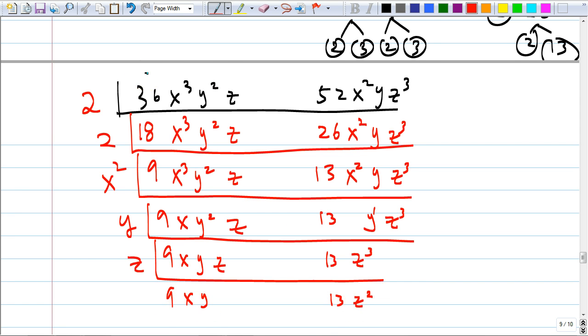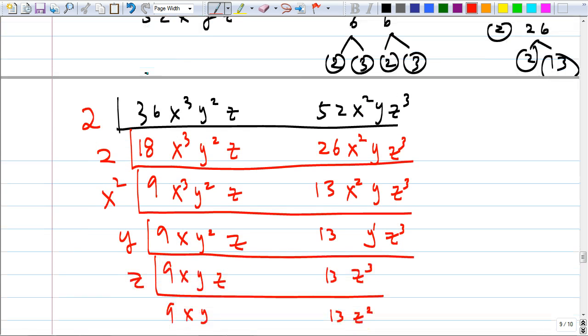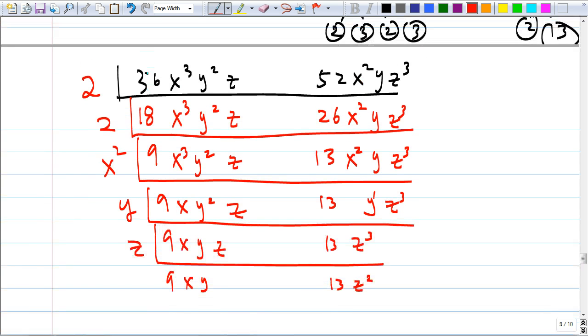Who can tell me what this fraction becomes once you simplify? How about, Lara? 9xy over 13. Good. 9xy over. Don't mess this up at the end, right? Don't put that on the bottom, then you get it wrong. 13 z squared. There you go.